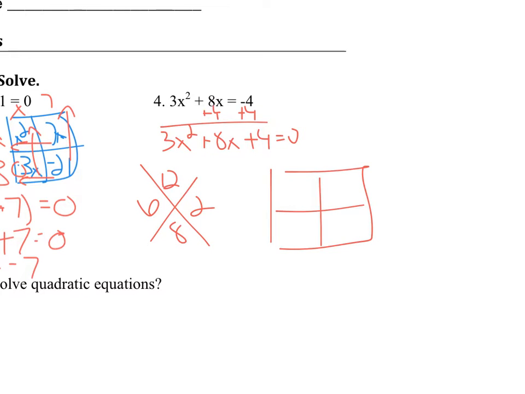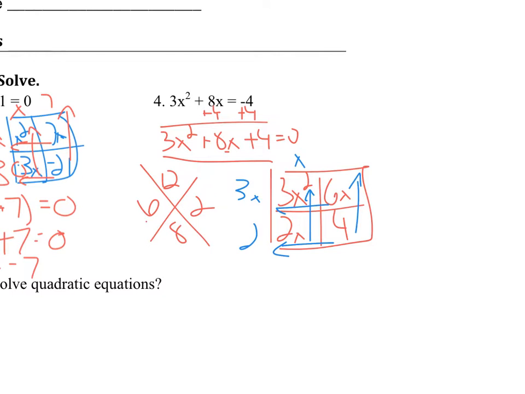Do our box. And so remember, we're just rewriting this equation there. So there's my 3x squared. My 8x is made up of those two, so I get 6x and 2x. And then 4. Now we're looking for our GCFs. That's 2. That one's 3x. This one is just x. And that one is 2. So that gives us 3x plus 2 and x plus 2 equal to 0.